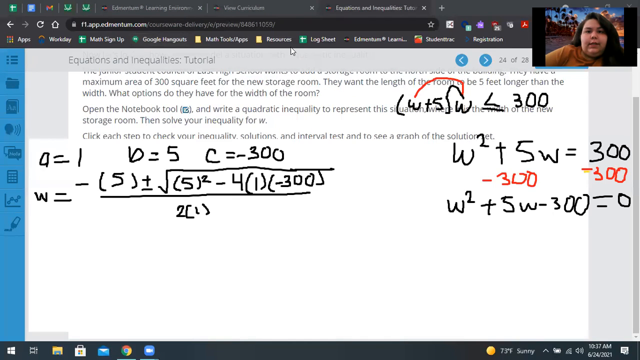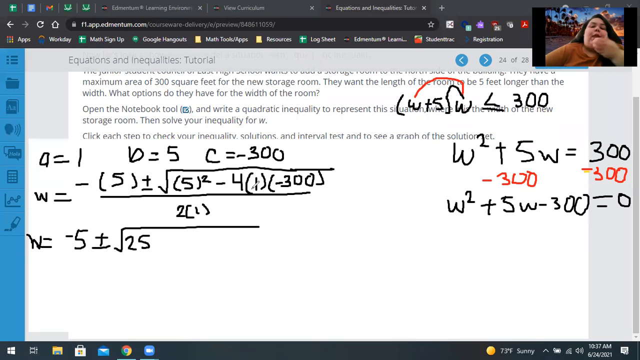And remember, let's break it down piece by piece. Negative times 5 is just negative 5. Plus or minus 5 squared is 5 times 5, which gives us 25. Negative 4 times 1 is negative 4, my mistake. Negative 4 times negative 300 is positive 1,200. And keep in mind that is all over 2.